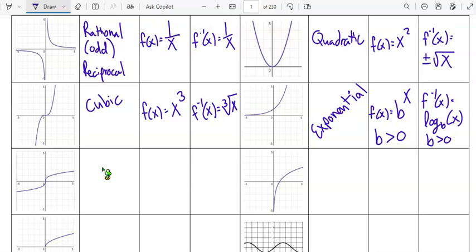This function right here is a cube root. It's the inverse of a cubic function. So we just switch these. F of x equals the cube root of x, and then the inverse, f inverse of x, is equal to x cubed.